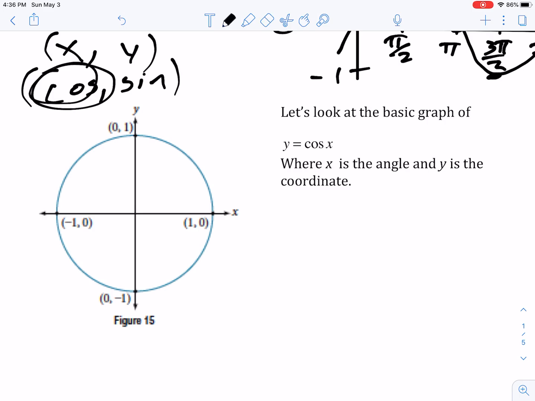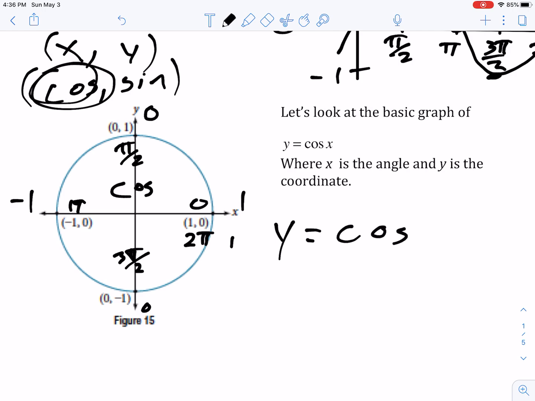We have our angle at 0. What's the x value, the cosine at 0? That's 1. Okay, we're graphing a cosine here. And then we have pi over 2, and our cosine value, our x value, is 0. And then we have pi, and our cosine value is negative 1. And then we have 3 pi over 2, and we're at 0. And then all the way back to 2 pi, and we're at 1 again. So our graph y equals the cosine of x is going to look like this.